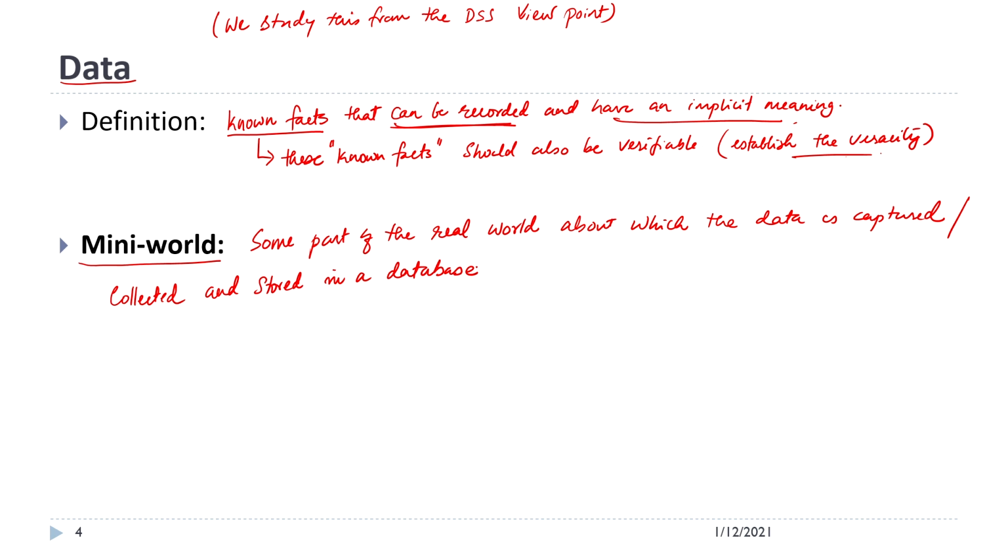Okay. So, we are talking about some part of the real world. What is the important thing about this part? We are able to capture or collect data about this part of the real world, and then we store it in a database. Whatever data we capture, we should be able to make sure that it is verifiable data.